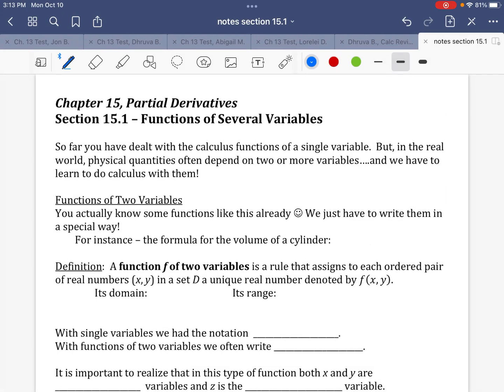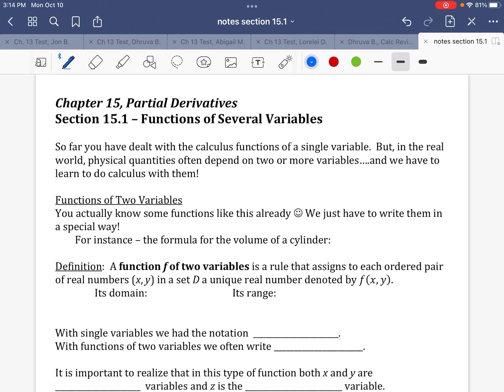All right, so let's do section 15.1 right here. So far you've dealt with calculus functions of a single variable. And so when you have y equals f of x, one variable is being put in and you get one answer out. But in the real world, you have different variables working there. Maybe you have your longitude and latitude, and that gives you your temperature, that kind of stuff. So there's more inputs than just one thing.